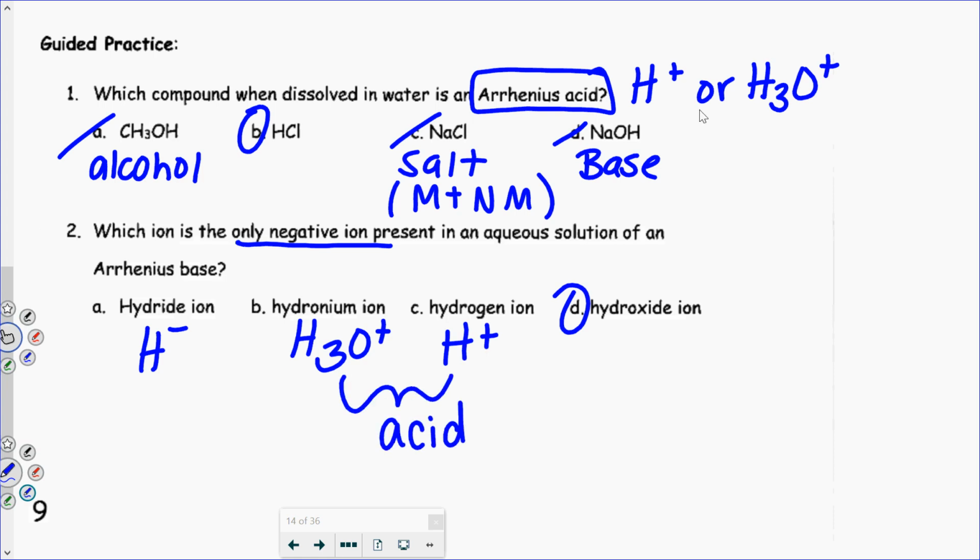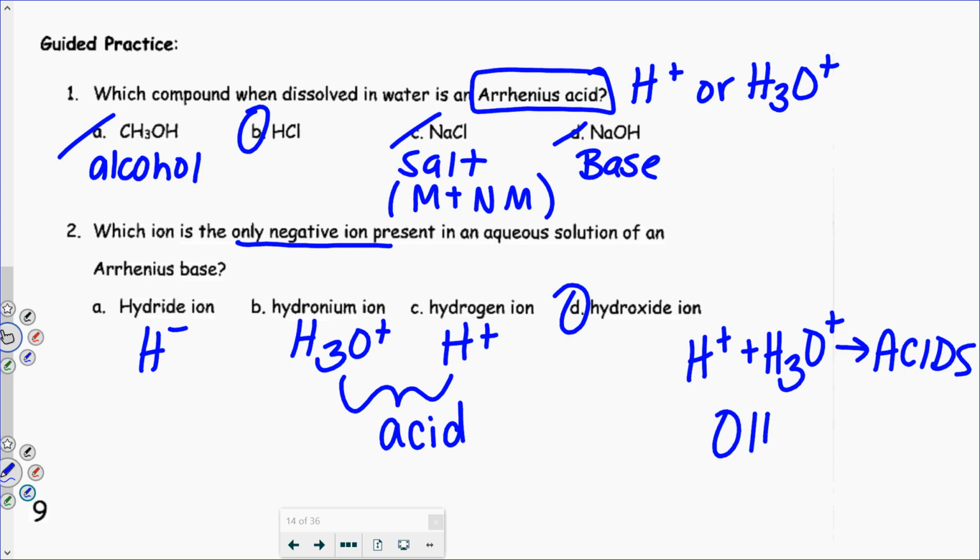So what you want to take away from this, always use Table L and always use Table K to identify your acids and bases. You want to remember hydrogen and hydronium ions, those are associated with acids. And you want to remember a hydroxide ion is associated with a base. That's really the main thing from today. It's just a way to define an acid or a base. It's kind of your first theory. Tomorrow we'll do the second theory. It defines an acid and a base in just a different way.